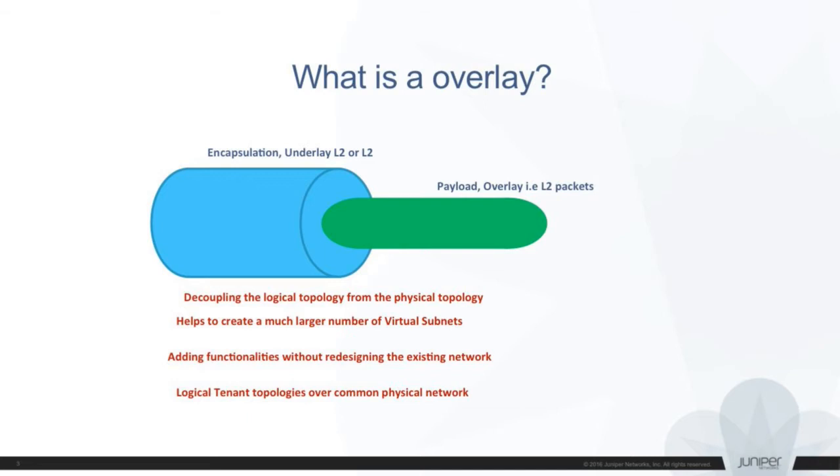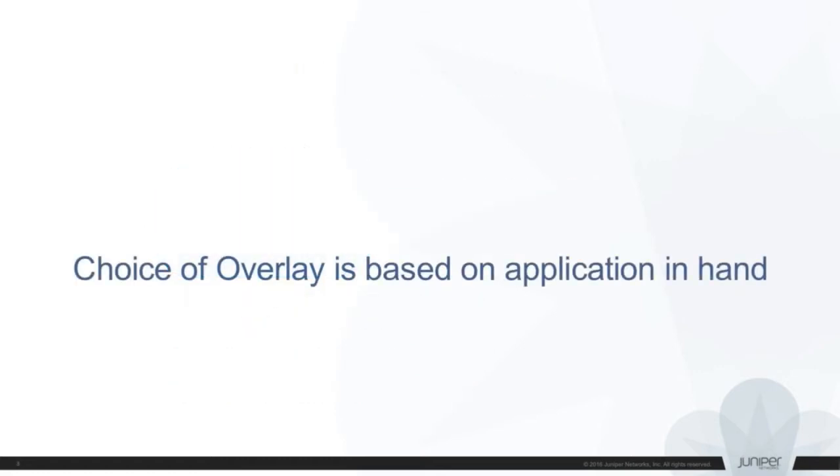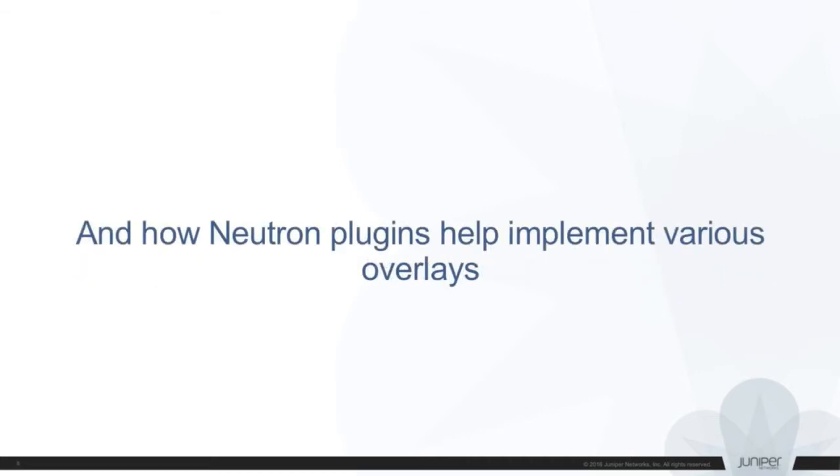So overlays are useful. However, the choice of the overlay is based on the application at hand, and it also depends upon how the corresponding Neutron plugin helps to implement various overlays. How the Neutron plugins implement those things has bigger implications, and I'm going to compare and contrast that and illustrate the point by comparing two network plugins.